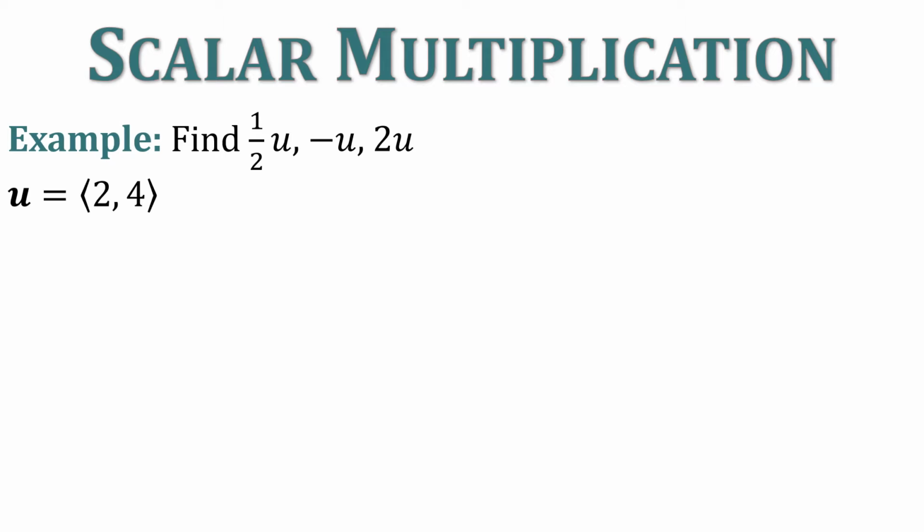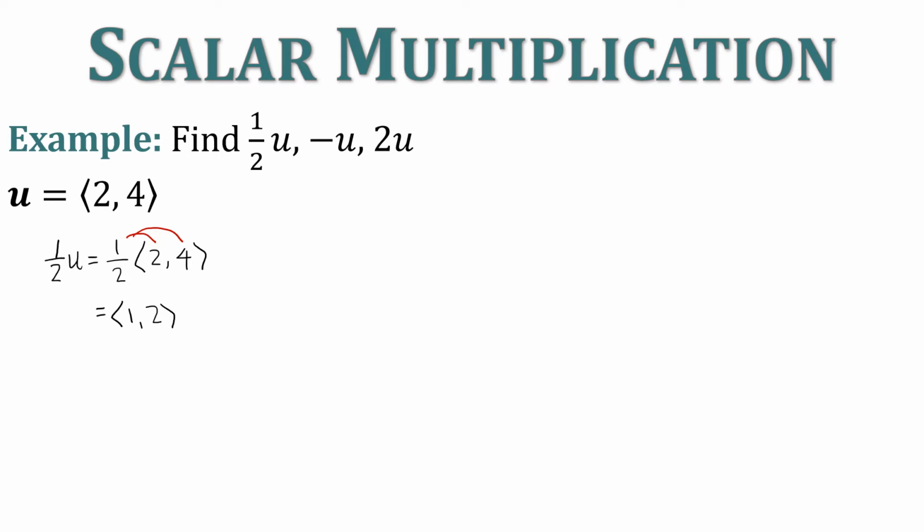So let's go ahead and start with 1/2 u. We're going to multiply the entire vector u by 1/2. So we're going to distribute this 1/2 in. So 1/2 times 2 is 1, and 1/2 times 4 is 2. That's a terrible angle bracket, but you see the picture.